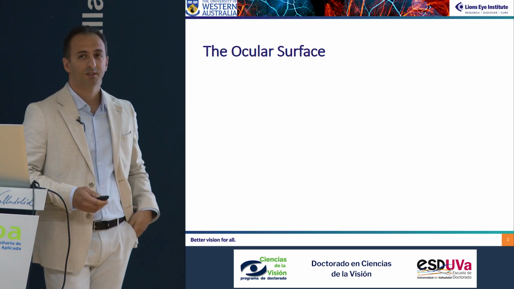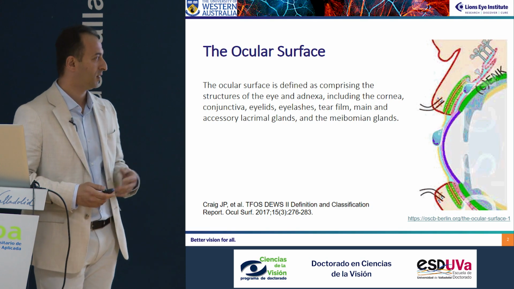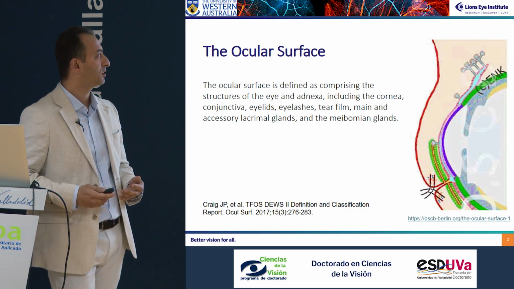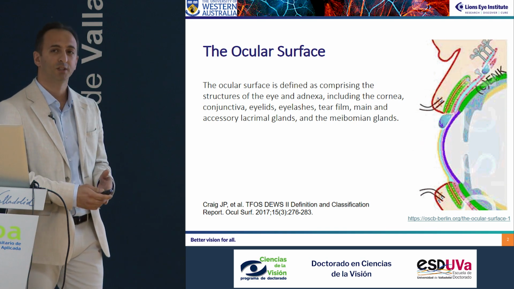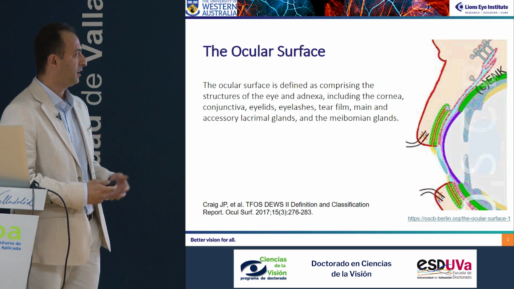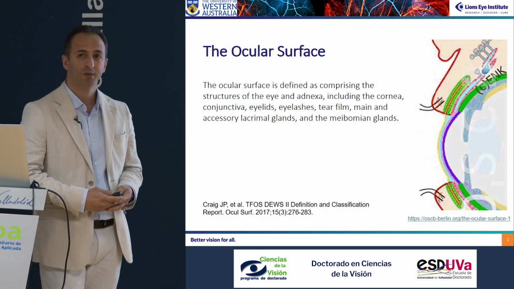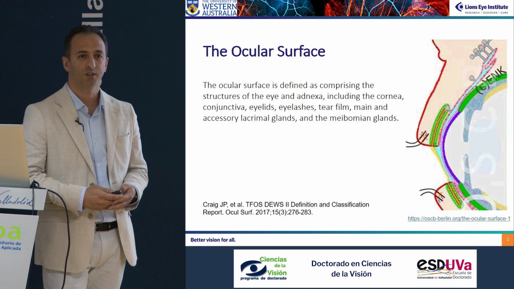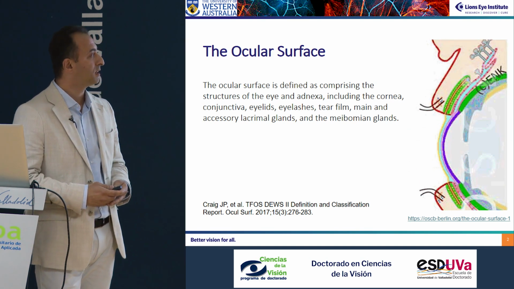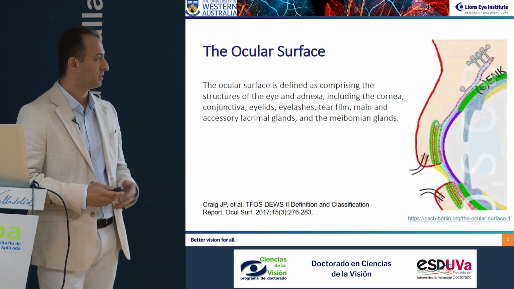So first of all, let's see what's the ocular surface. So the Tear Film and Ocular Surface Society defines the ocular surface as a complex structure that includes cornea, conjunctiva, the tear film, the eyelids, eyelashes, lacrimal glands, and meibomian glands. And in more recent definitions, they also include the innervation system, afferent and efferent innervation systems, which control all of these functions.